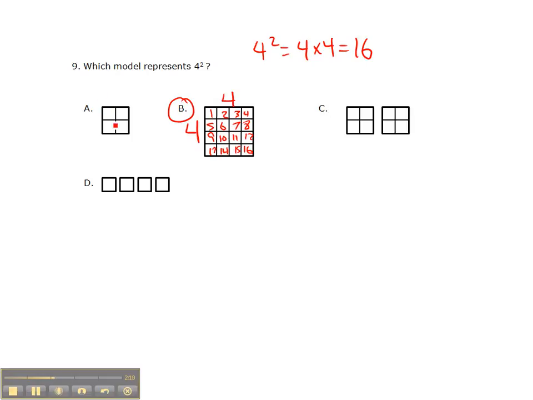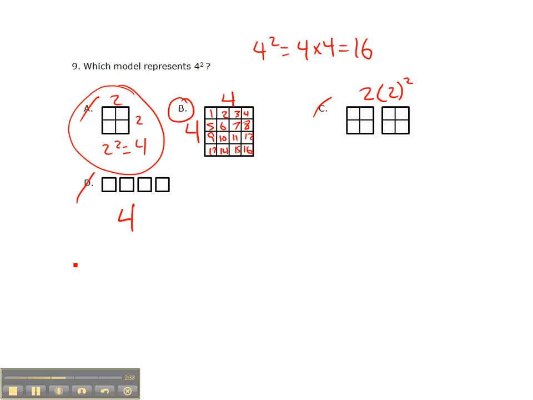Just so we can look at these other models, what is this? 2 times 2. So 2 squared equals 4. It's definitely not A. Remember, we always want to check our other answer choices. This looks like, if I were to represent this with a number sentence, it would be 2 times 2 squared, because it's just like A, but 2 of them. So that's wrong. And this just looks like 4. So that's wrong. 4 squares, 4.